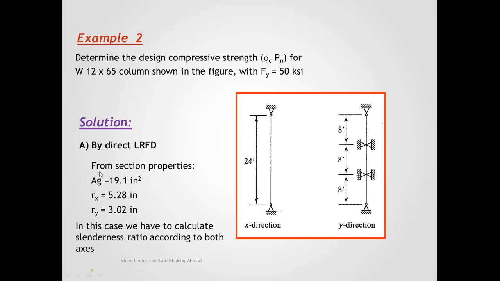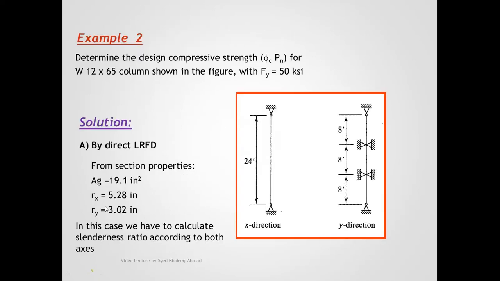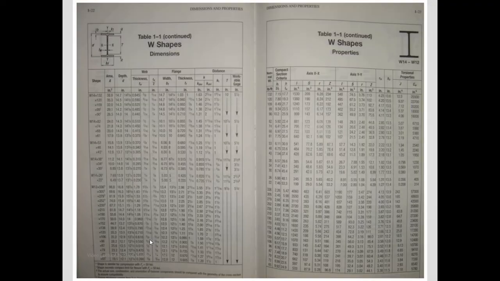So by directional LRFD, we will first calculate the properties from the table. For W12 by 65, we can get these values from that table, and from the values of that table we will find Rx, Ry and the gross area. Once we get these values, we go to calculate our values in this section, and you can see here, from here we will get the values of Rx and Ry.